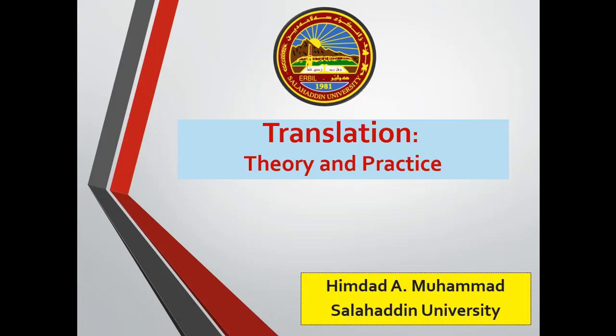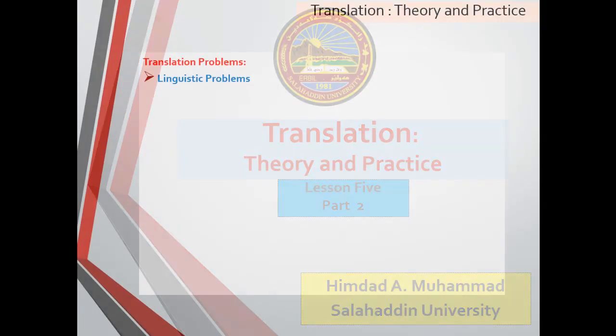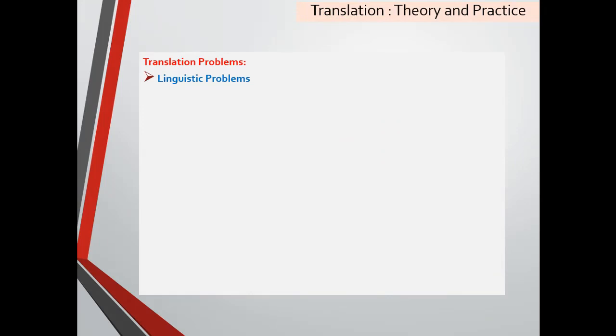Today it will be a continuation of the previous part in lesson 5, that will be part 2, where we are going to talk about another set of problems that translators might face during the translation process. Previously we talked about pluralization, we talked about passive and active, we talked about spelling and capitalization and sentence structure. In this part of the lesson we will be talking about a number of other topics, and we will start with problems encountered by translators when they deal with what is called prefixes and suffixes.